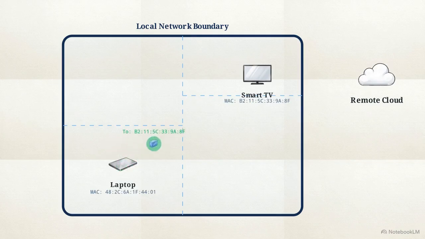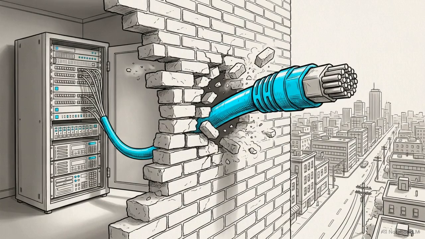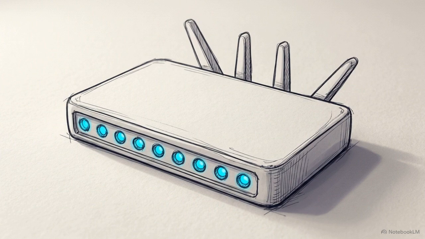Inside a single building, a laptop easily sends a request to a smart TV using hexadecimal MAC addresses. But when attempting to access a remote cloud server, local technologies fail. The packet hits the network edge and is blocked. MAC addresses lack geographic awareness. To cross that physical boundary and enable global internet communication, a completely different architectural system is required.